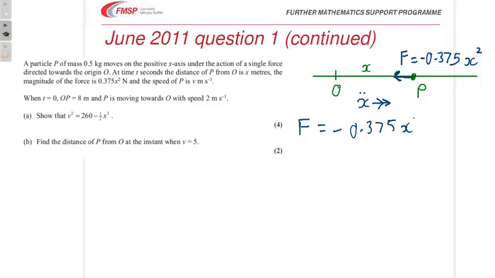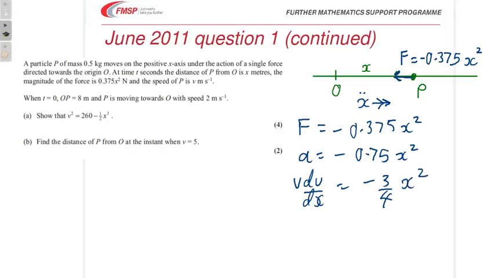The mass is a half, so divide by the mass to get the acceleration, and we get acceleration is minus 0.75 x squared. Now, in questions like this where the acceleration is in terms of x, we don't want to express acceleration in terms of t. We don't want to write a as dv by dt. We need to write it as v dv by dx equals minus 3/4 x squared. We can separate the variables there and integrate it like this.